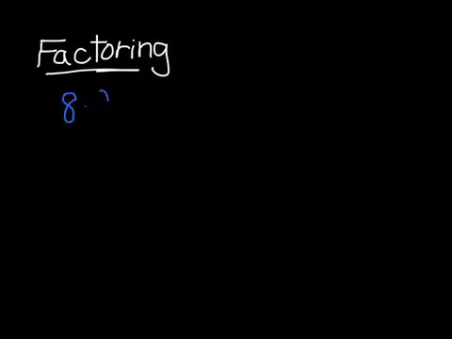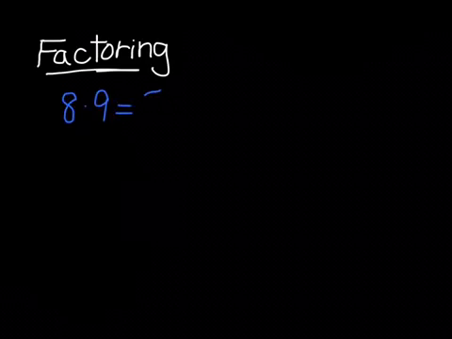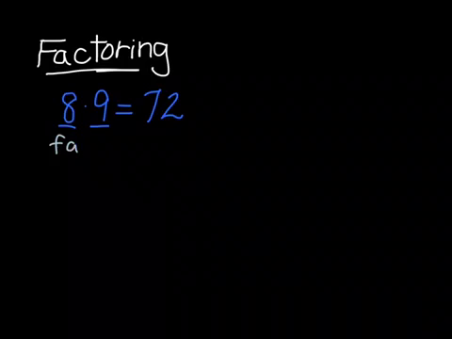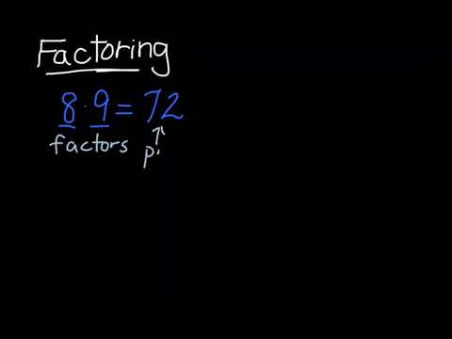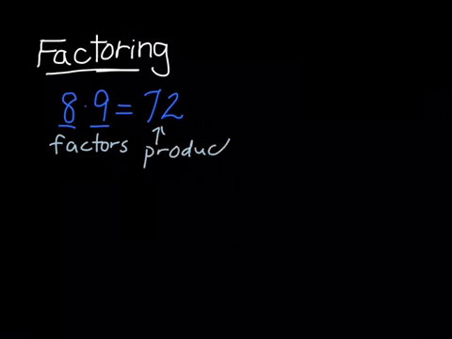When you multiply two numbers together, for example 8 times 9, to get a product, we call the 8 and the 9 the factors, and 72 is the product. So basically, factoring is decomposing or breaking down a number into its parts.